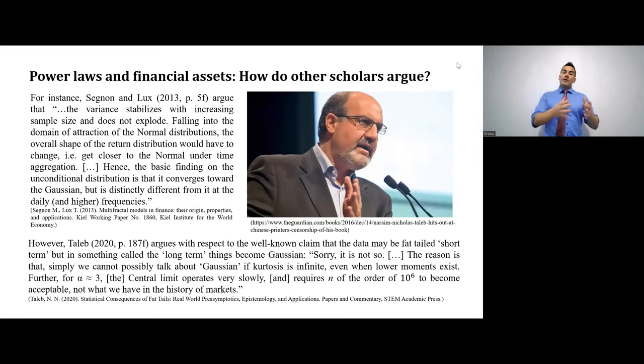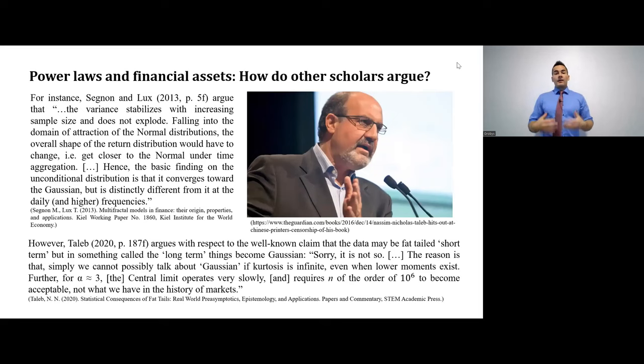This is also what I learned in my doctoral studies. At least one teacher told me that if we use quarterly stock return data, quarterly stock return data is close to normally distributed. So this is obviously what some scholars still believe.